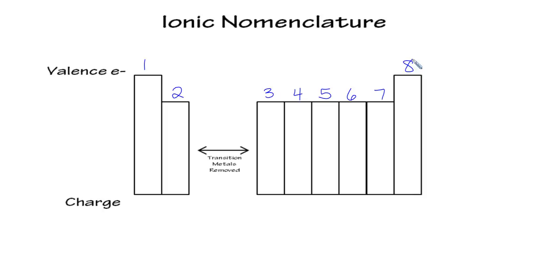Now obviously helium is an exception. Helium only has 2 valence electrons. He's just filling the first energy level, but I'll keep that 8 up on there. Hopefully that doesn't bother you too much. We can use this trend to predict charge. We're going for 8 valence electrons in most cases.